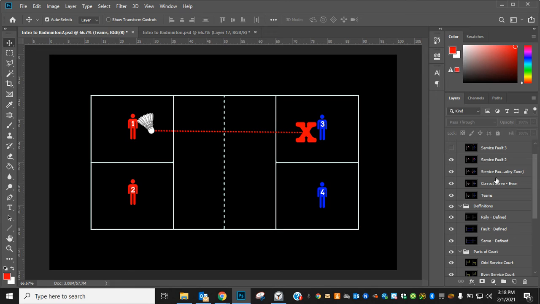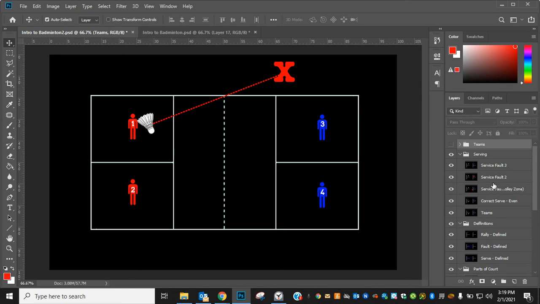In this situation, player number one is serving from the odd service court, and you can safely assume that the score for the red team is an odd number. Player number one incorrectly serves the birdie directly across the court to player number three. This is a fault and would result in a point for the blue team.